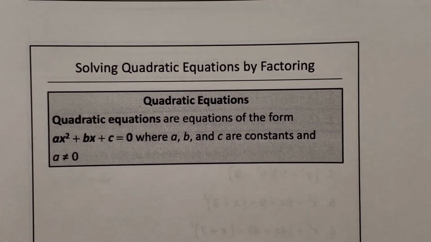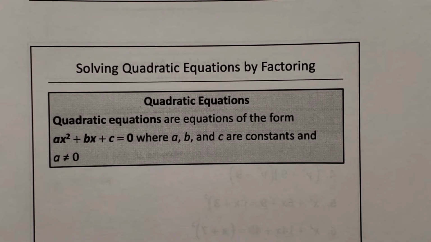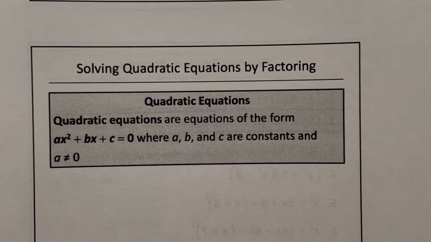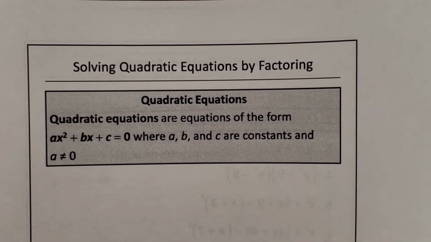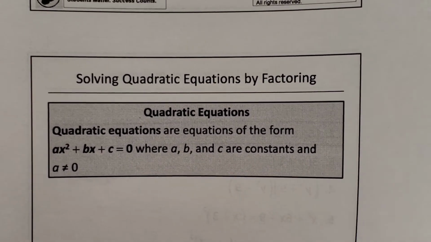So quadratic equations are equations in the form of ax squared plus bx plus c. So a, b, and c are constants. That just means when a, b, and c are whole numbers, and a does not equal 0.